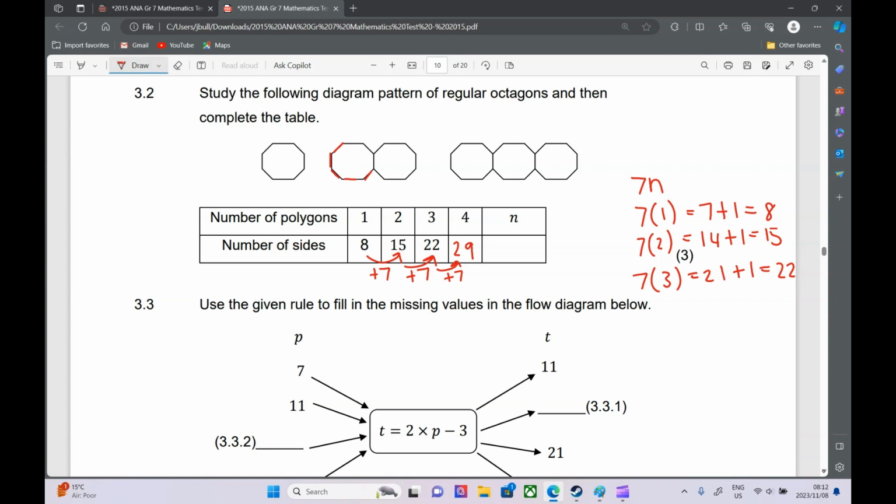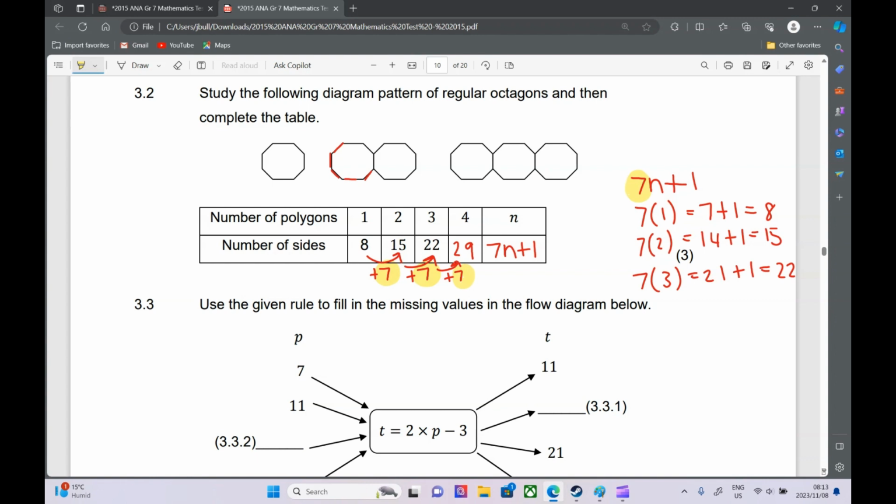That's the general term. So we always go 7 times the pattern number, or 7 times the number of polygons, and we add 1. So this is our general expression, 7n add 1. So if you're struggling with that, how we always get that is we take this number that we're adding, we put that in front of the n. So that's what we've done. We put that in front of the n.